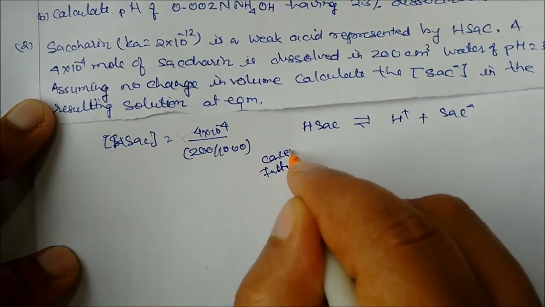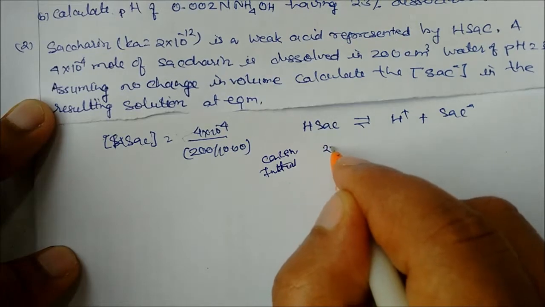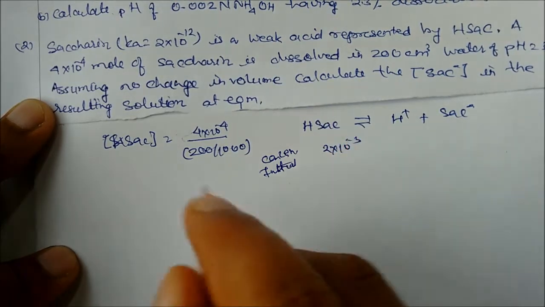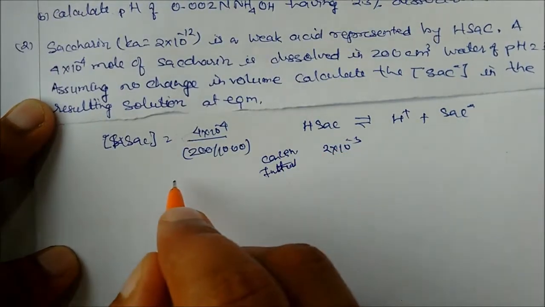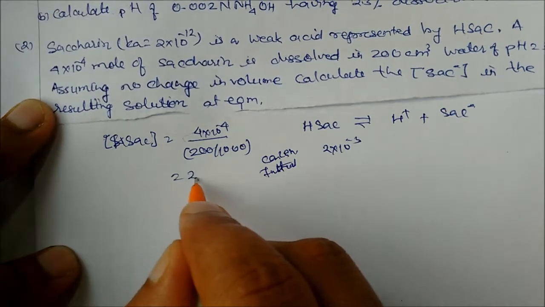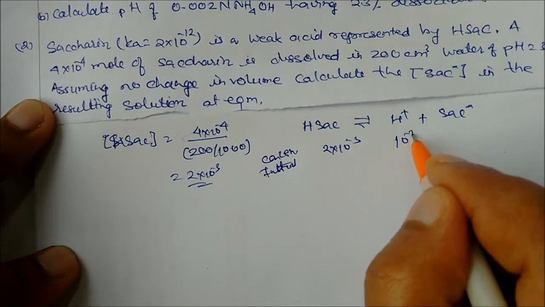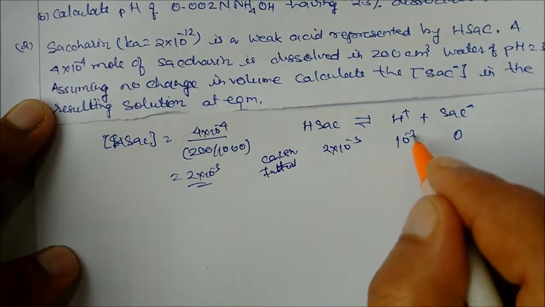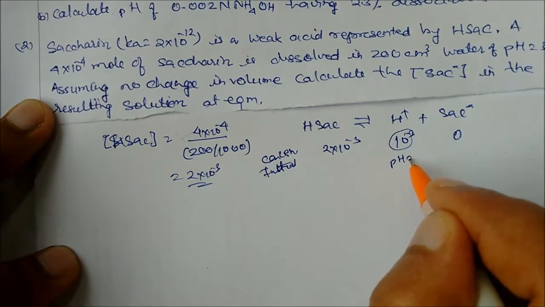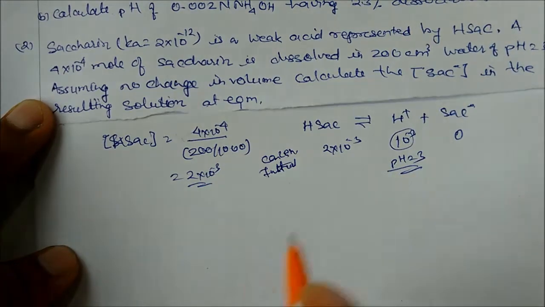So this is the initial concentration. This is your 2 into 10 power minus 3, because we solved it. So this will be your 10 power minus 3, and this is your 0. Why 10 power minus 3? Because pH is equal to 3, so it is already given here, 10 power minus 3.